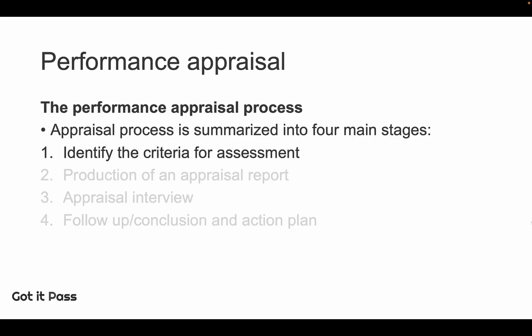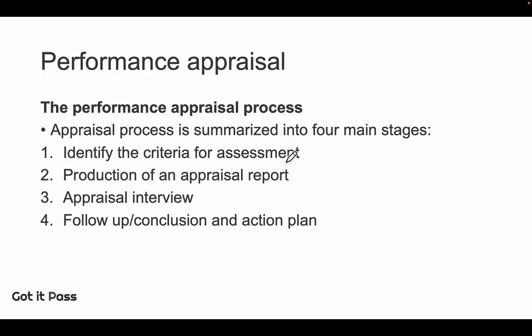The performance appraisal process can be summarized into 4 main stages. First, identify the criteria for assessment. Second stage, production of an appraisal report. Third stage, appraisal interview. And the final stage is follow-up, conclusion, and action plan. And I will share with you the details of each step in the next slide.